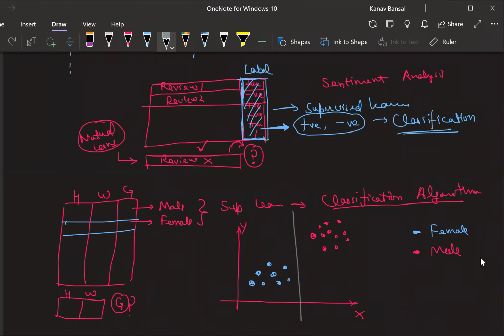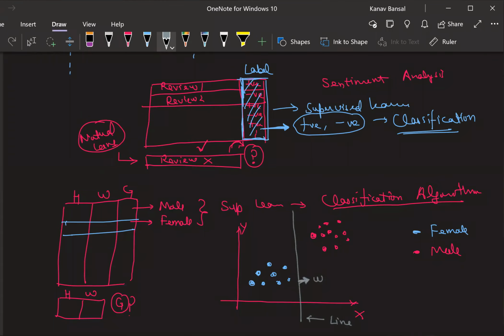I can put a boundary, right? In this two-dimensional world, I can put a boundary which is nothing but a line, right? I can put a boundary which can help me separate positives and negatives. Maybe this boundary has this direction, this as the W.